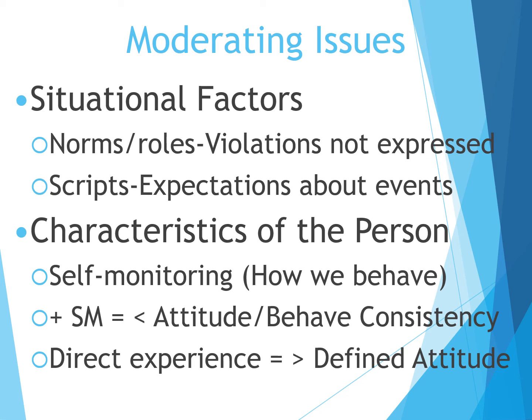So people that are high self-monitors tend to have a lower attitude-behavior consistency. Let me say that one more time. People that are high self-monitors, so they're good at being aware of what they're saying and doing, and they're monitoring and changing what they say and do depending on what they think is appropriate and depending on what the people around them are doing in response. High self-monitors tend to have a low attitude-behavior consistency.